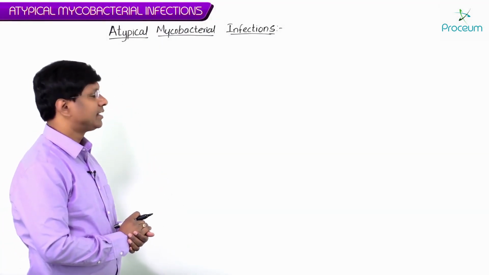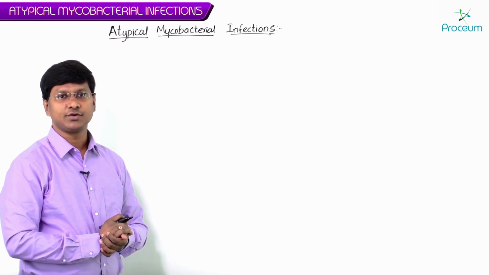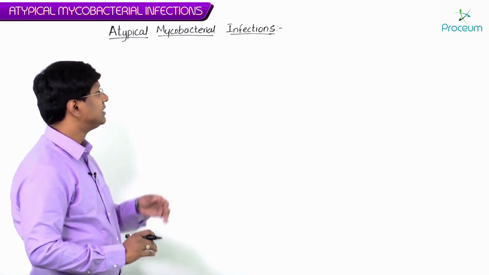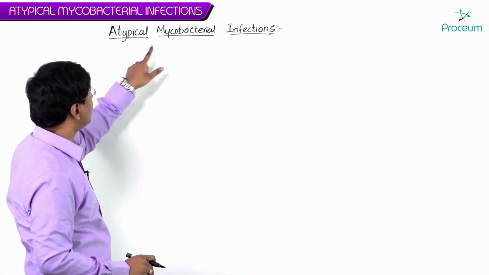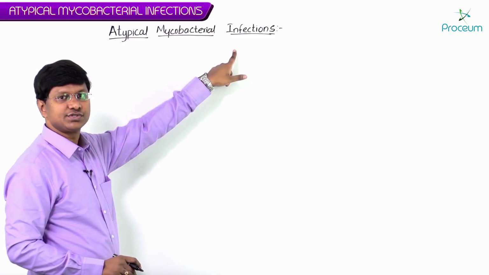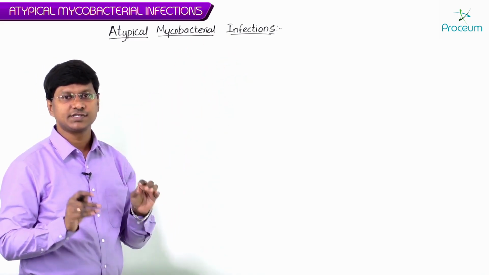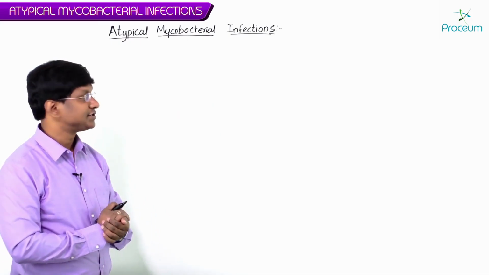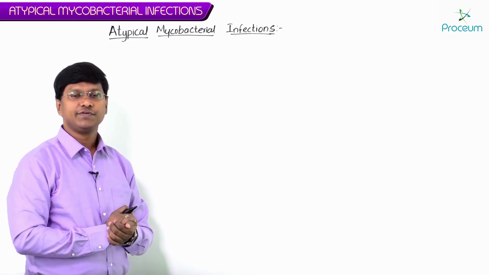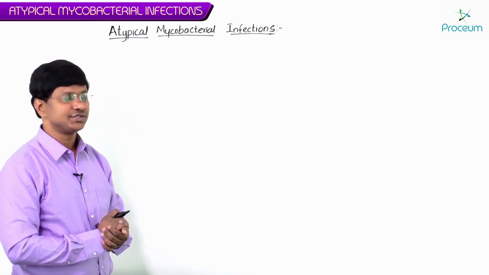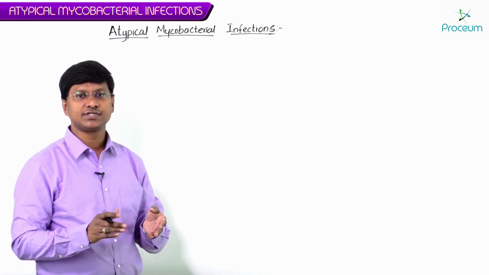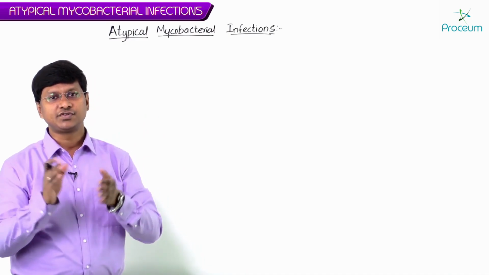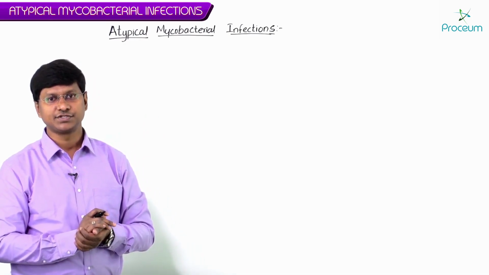Now let me continue the discussion of antimycobacterial drugs by discussing the treatment of atypical mycobacterial infections. In the treatment of atypical mycobacterial infections, there are certain drugs which are recommended for prophylaxis and there are certain drugs which are recommended for treatment.